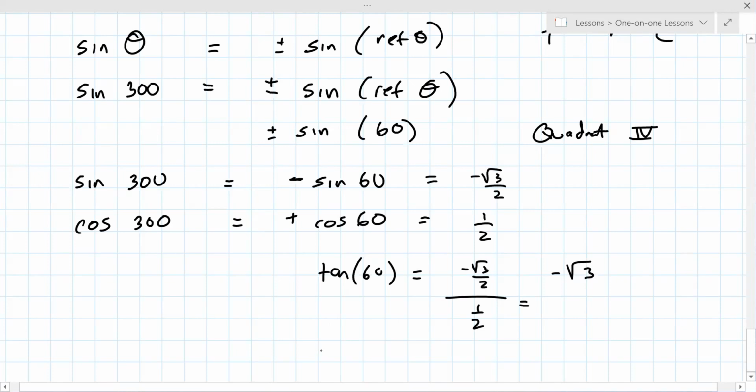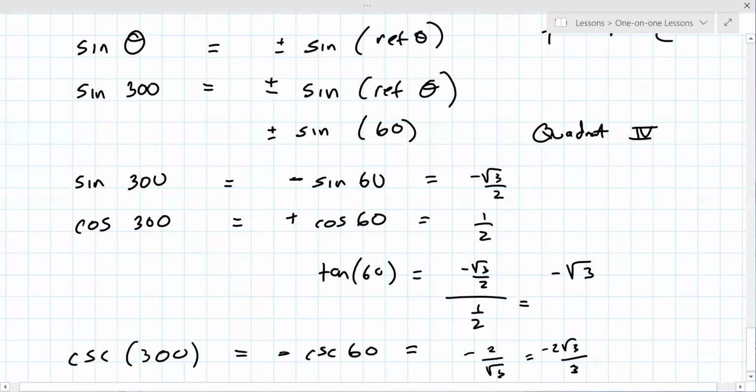The cosecant of 60 is the reciprocal of sine. So it's going to be the negative 2 over square root of 3. It equals the negative 2 square root of 3 over 3. And I should be clear, you're actually finding the cosecant of 300, which is the negative cosecant of 60.